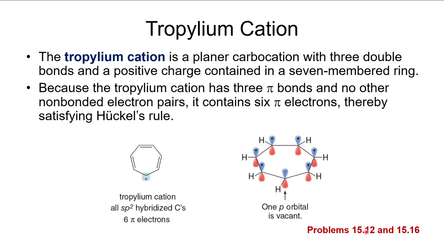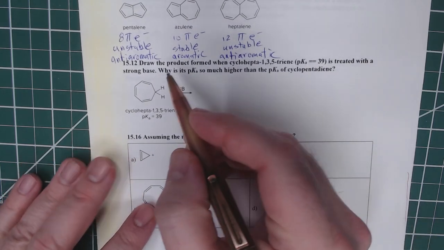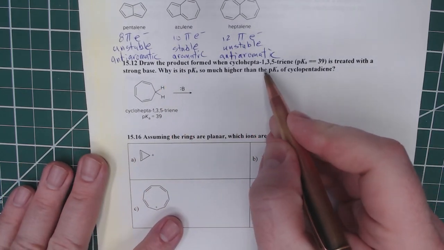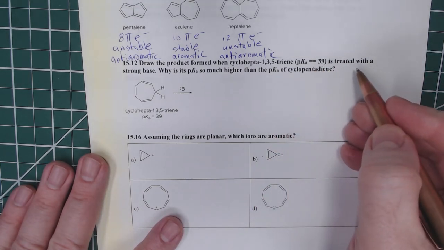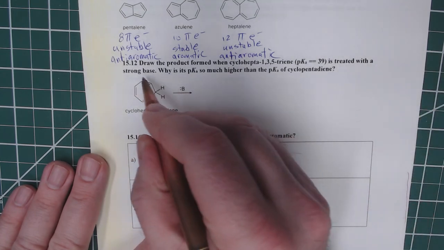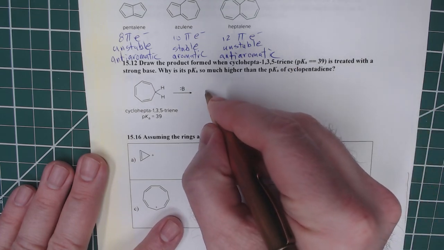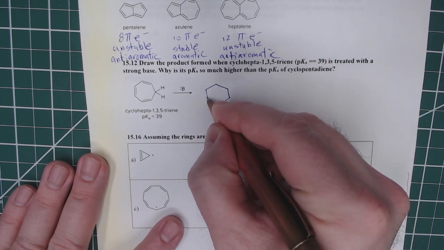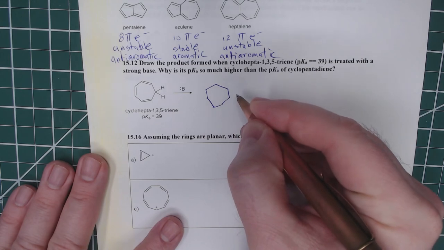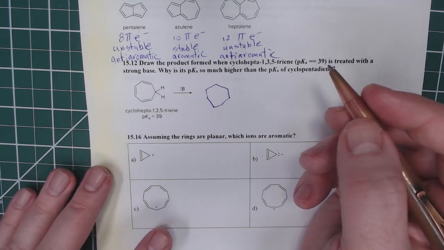All right, let's look at number 12 and number 16. Number 12: draw the product formed when cyclohepta-1,3,5-triene, pKa 39, is treated with a strong base. And in this case, we need a really strong base. All right, and then we'll talk about this other question. So when we deprotonate it, all right, let's see if I did that. 1, 2, 3, 4, 5, 6, 7. That is not a very beautiful ring.